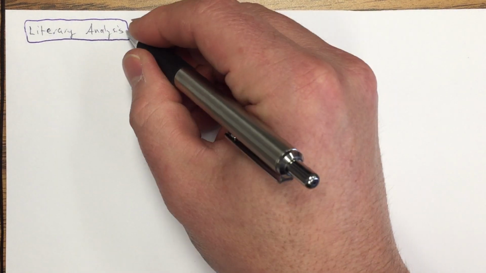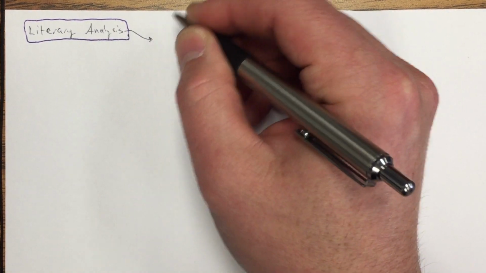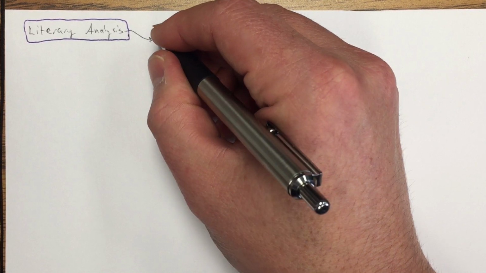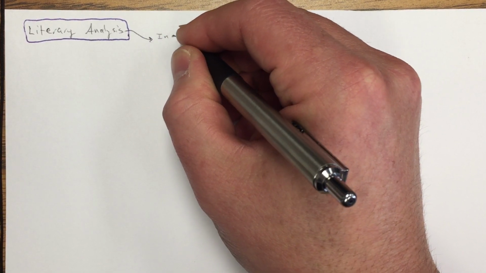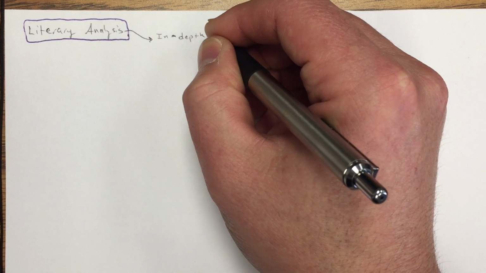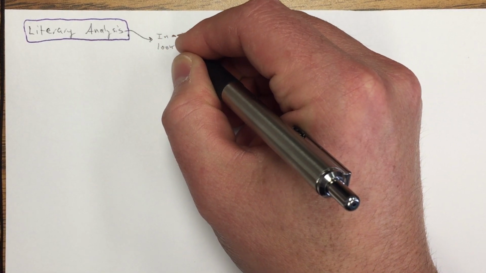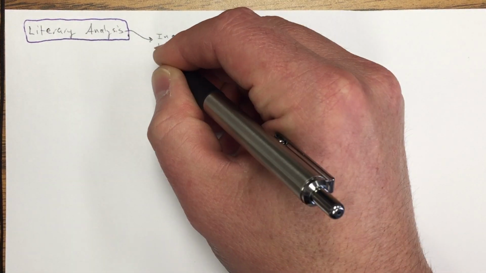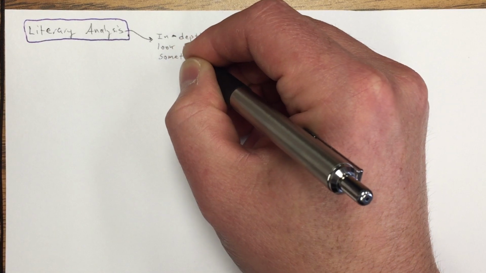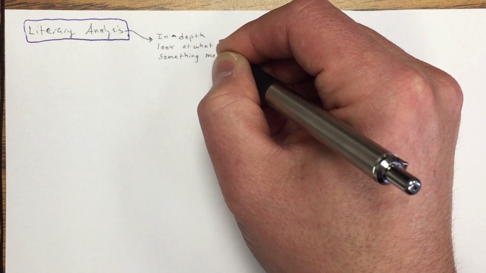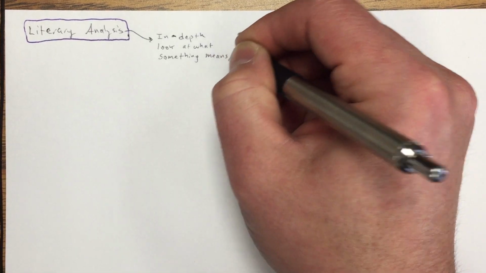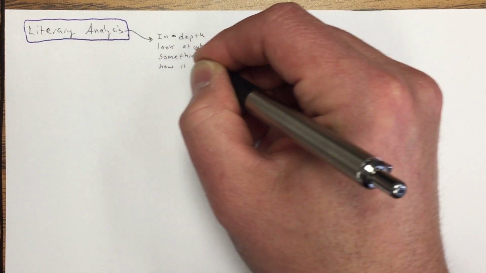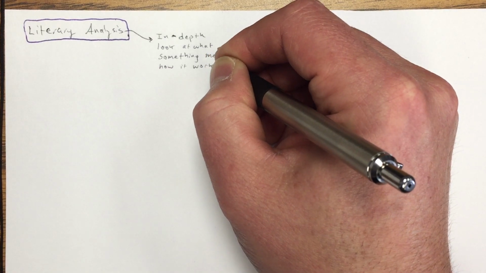Well, my top line, the first thing I want to talk about is this. What a literary analysis is, is an in-depth look at what something means, and I'll talk more about what that something is, what something means, and how it works. So I've got a slash here, how it works. Let's put that in a red box because it's crucial.